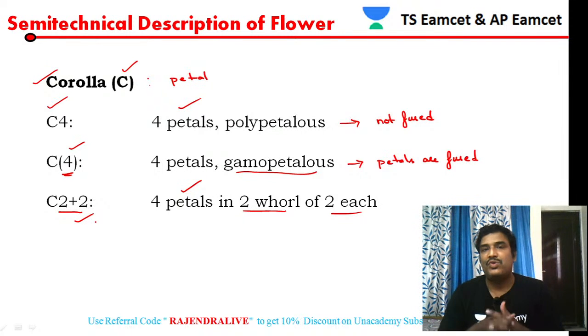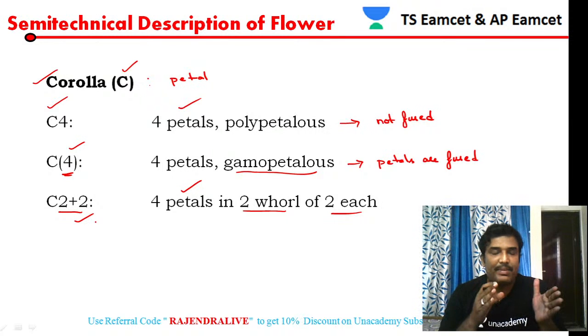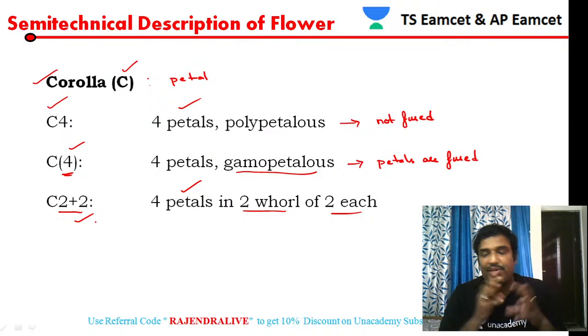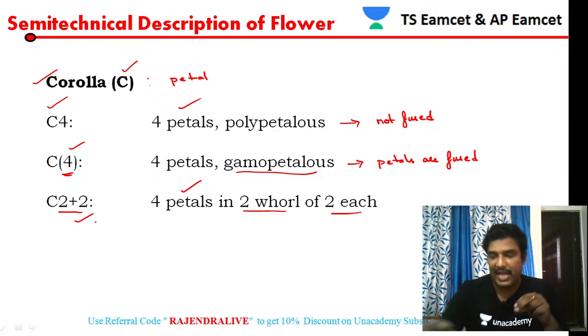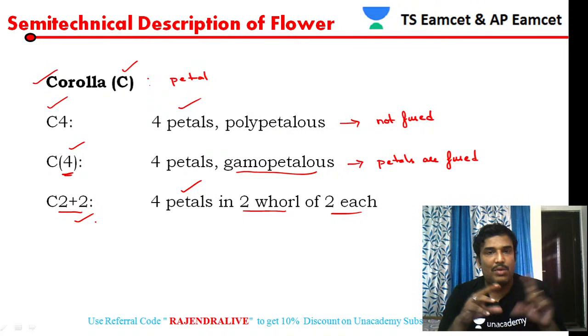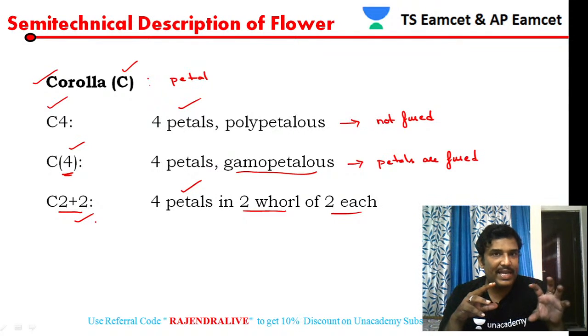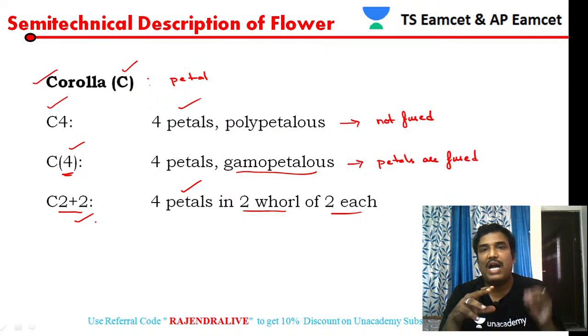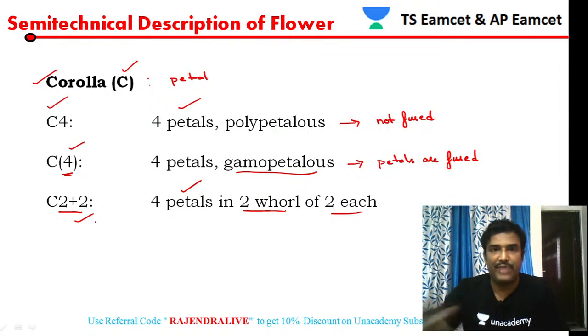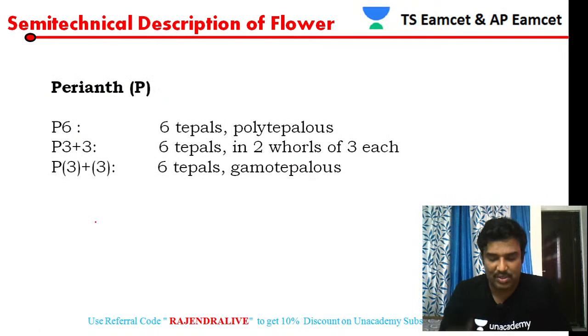So Calyx is represented by alphabet K, whereas Corolla is represented by alphabet C. That is a very, very important thing which we have to remember here. We should not confuse them, because both Calyx and Corolla start with C, but specifically Calyx is represented by alphabet K, whereas Corolla is represented by alphabet C. That is the difference we have to remember. The rest all looks easy.